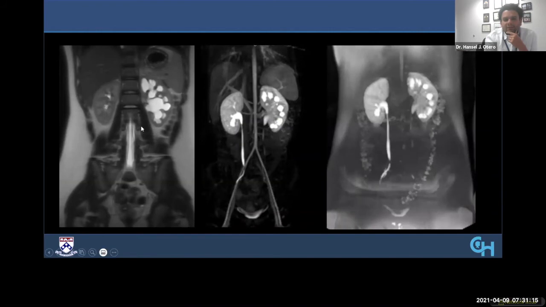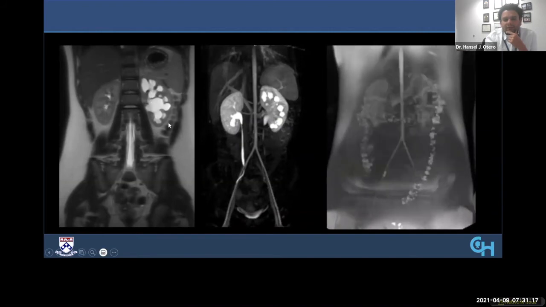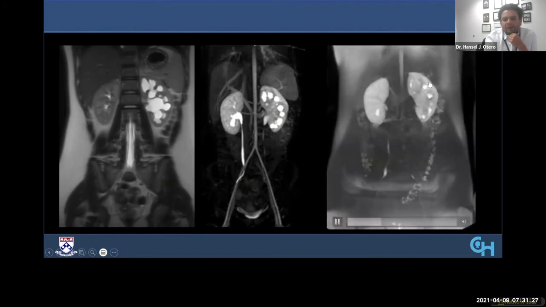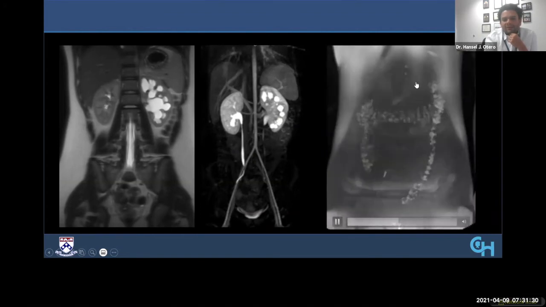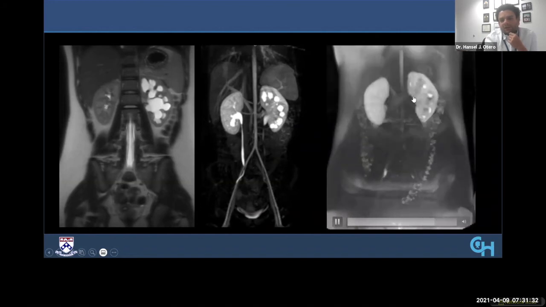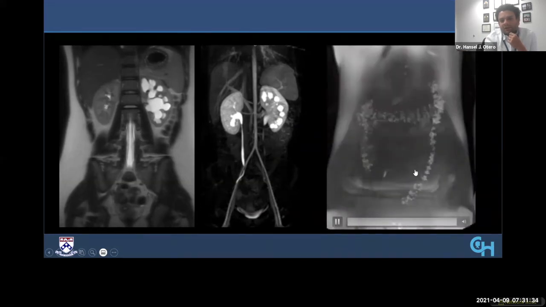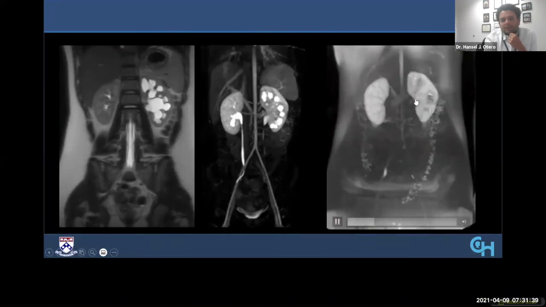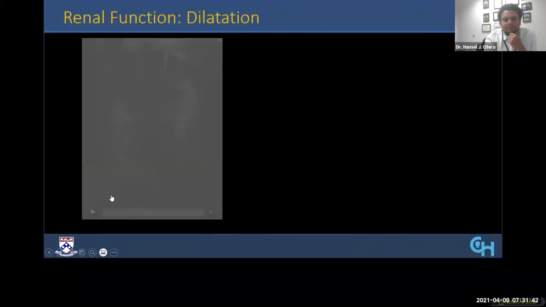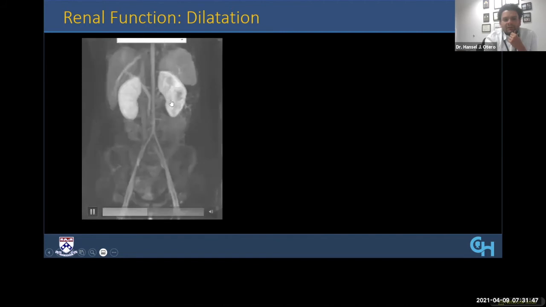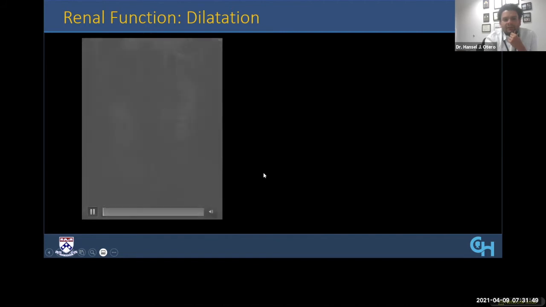And what I want to show you on this one is that we have a dilated system on the left, but we see in the dynamic images that the parenchyma is of good quality, like it's draining rapidly, and it's opacifying our ureter. So this is a dilated system that is not obstructed. You see the dilated system, but you see the contrast getting through.